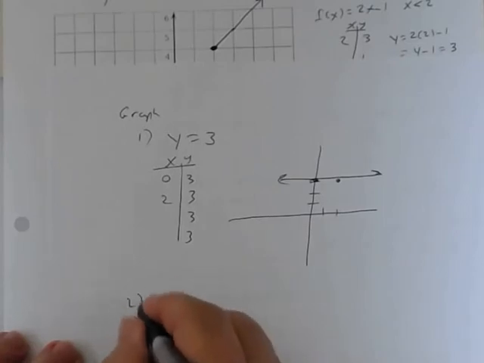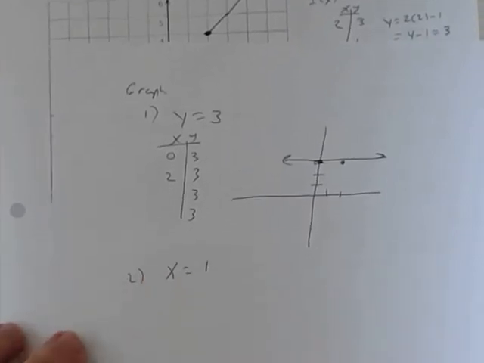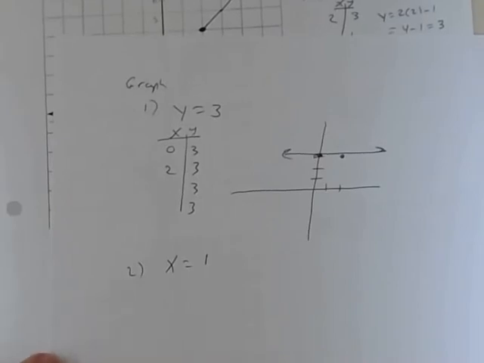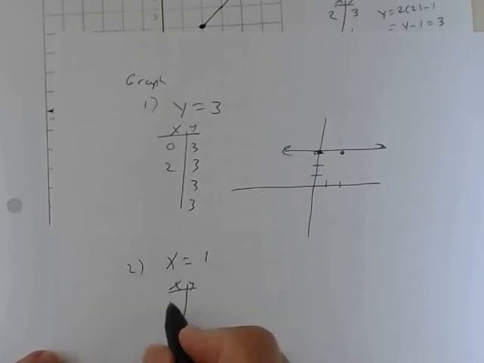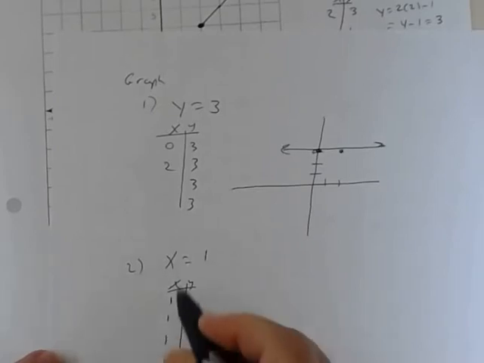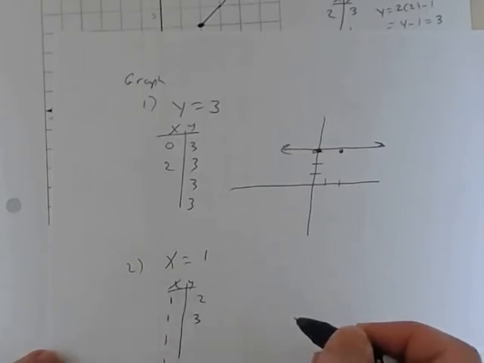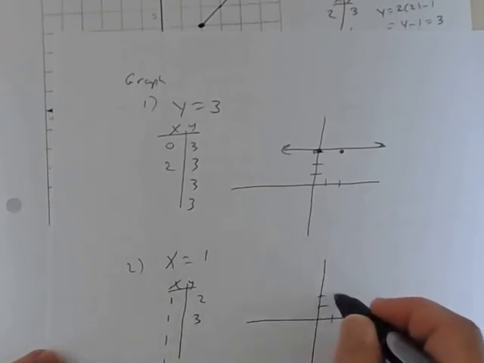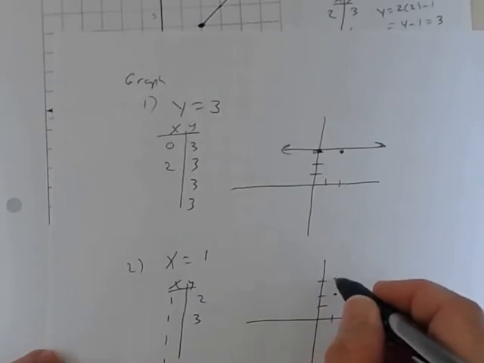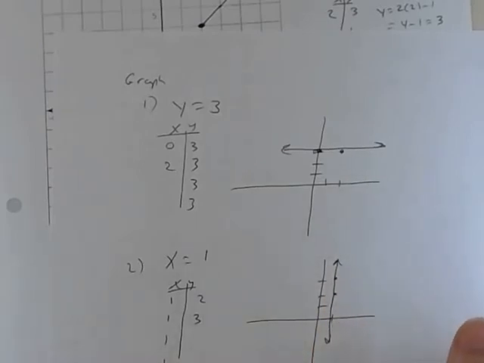All right, and then the other one you graphed a couple semesters ago was this, x equals, let's say, 1. What kind of line is that? It's a vertical line. So that says that x must always equal what? 1. So along the x column, what do you see? No matter what x is. So when I plot those points, 1, 2, 1, 3, and draw the line, what kind of line do you get? It's a vertical line.